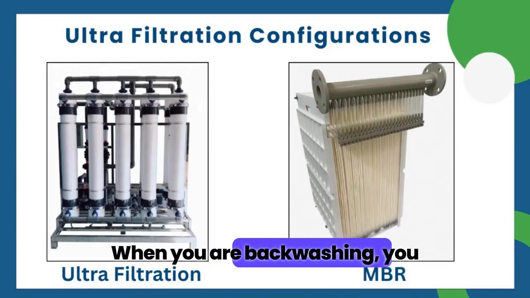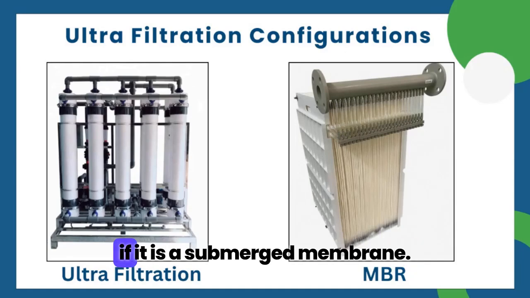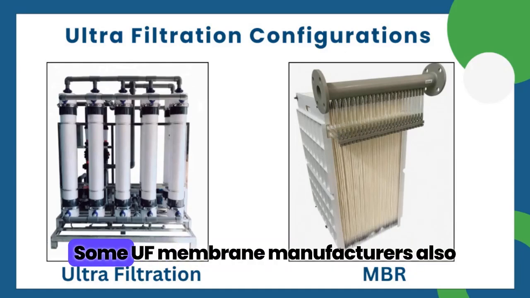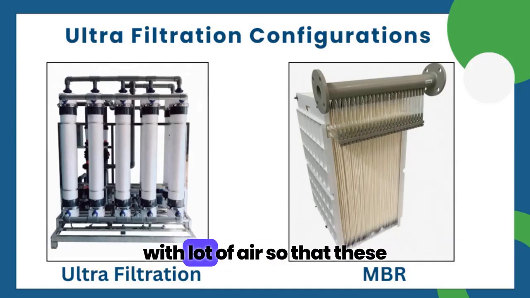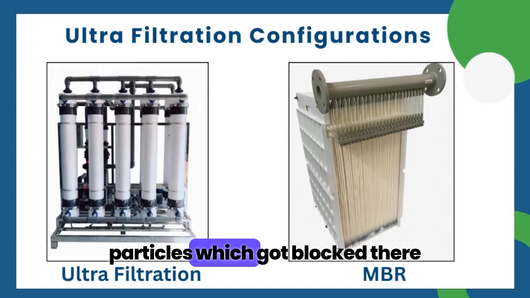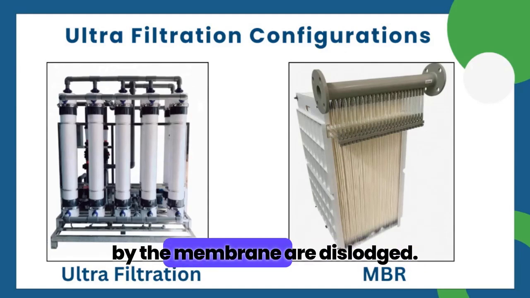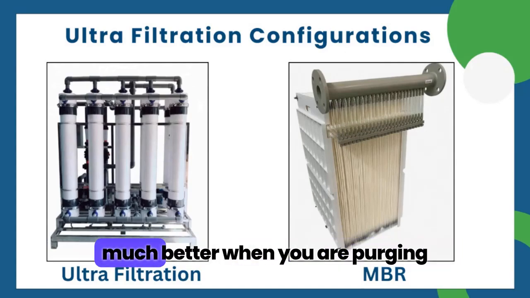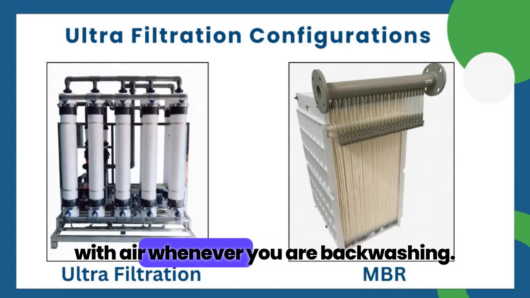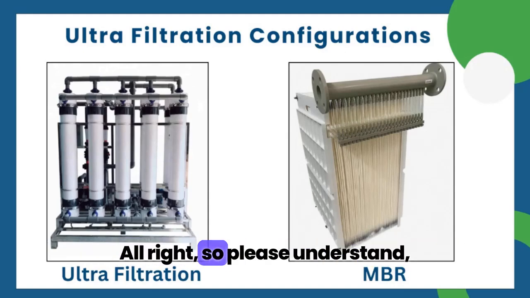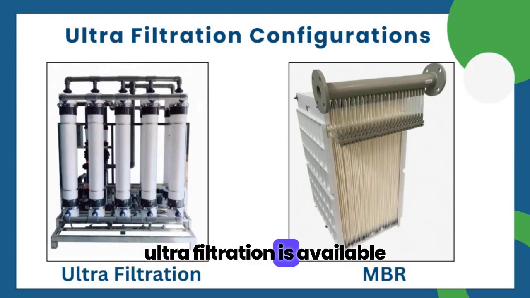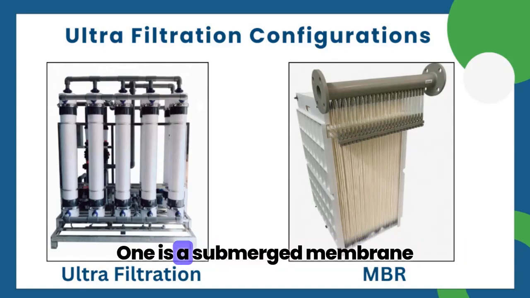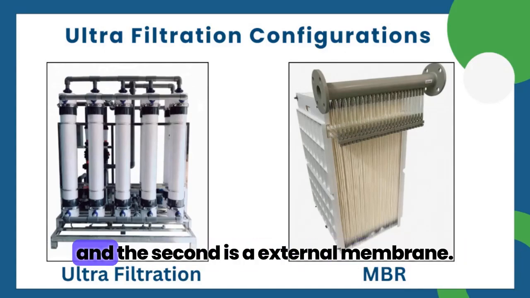When you are backwashing, you might add a small quantity of air if it is a submerged membrane. Some UF membrane manufacturers also insist that you should flush it with a lot of air so that these particles which got blocked there by the membrane are dislodged more rigorously. Your membrane works much better when you are purging with air, whenever you are backwashing. All right. So please understand, ultrafiltration is available in two configurations. One is a submerged membrane, which is called MBR, and the second is an external membrane.